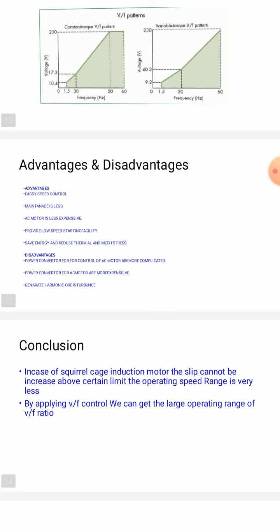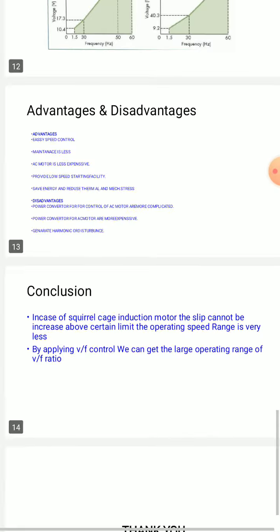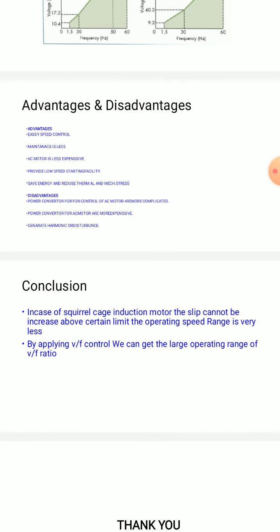Disadvantages: power converters for control of AC motors are more complicated. Power converters for AC motors are more expensive. They generate harmonics or disturbance. The power converter for this control is very complicated and very expensive, and it will generate harmonics or some disturbances.